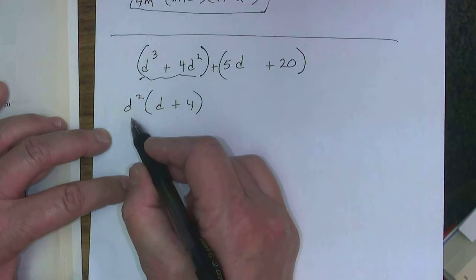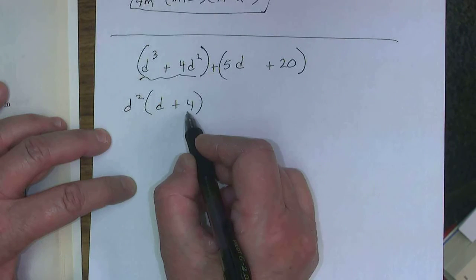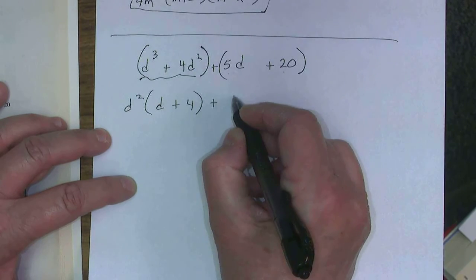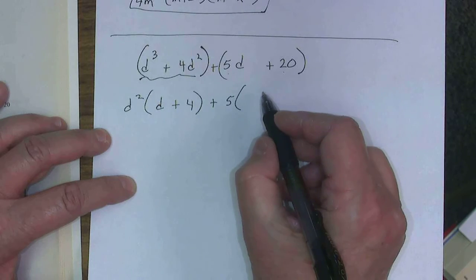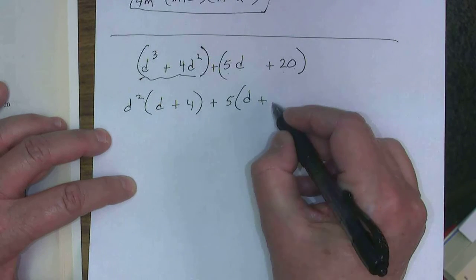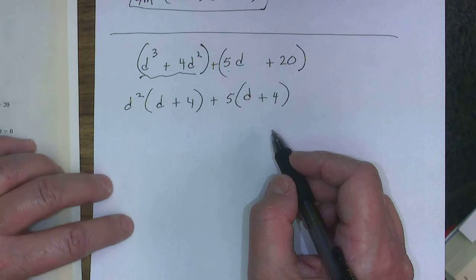Let's check and make sure I did that correctly. D cubed plus 4d squared. That's what's there. These have a common factor of 5. They don't both have a d. If I take out the 5, I'm left with d. If I divide out a 5, I'm left with 4. That gives me 5d plus 20.